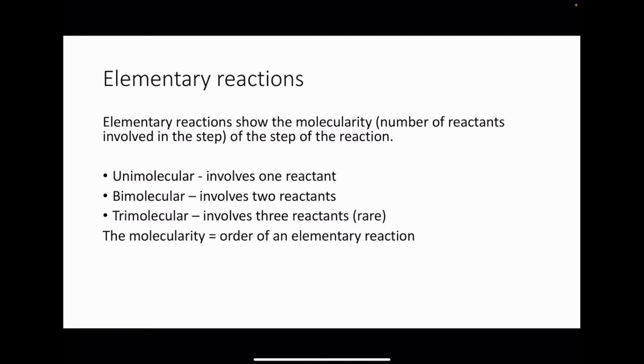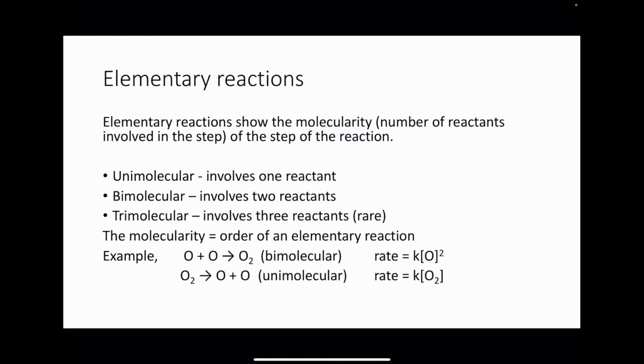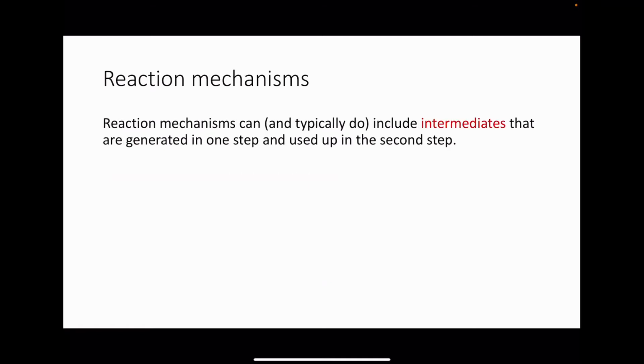And so the molecularity, so this unimolecular, is the order of an elementary reaction. So if we talk about a bimolecular process, that's just like we showed before, the rate law for that is second order in oxygen. So notice we show two of them. That means that we have a second order rate law for that reaction. If we go the reverse and let's say O2 falls apart into O and O, that's a unimolecular, and the rate law is just first order in O2 instead of like bimolecular would be second order. Trimolecular would be third order reactions.